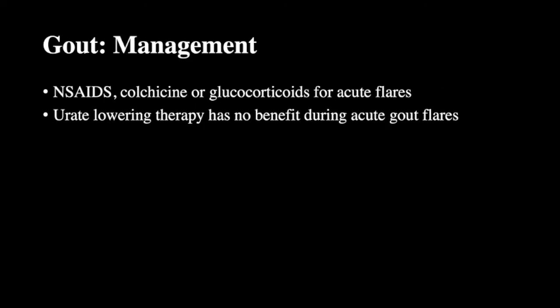So what is the management of gout? There are 3 things that you should remember: NSAIDs, colchicine, and glucocorticoids, which are all used for acute flares. Of note, NSAIDs and oral glucocorticoids can be much more effective than colchicine. For chronic gout, you can use urate-lowering therapy, but these urate-lowering therapies have no role in acute gout, only in chronic management of gout.